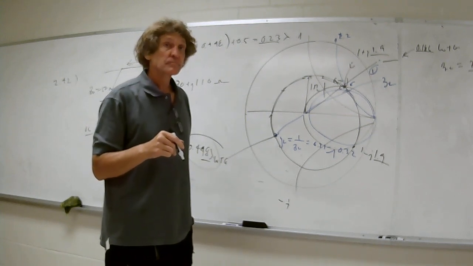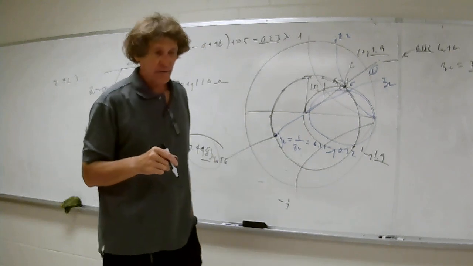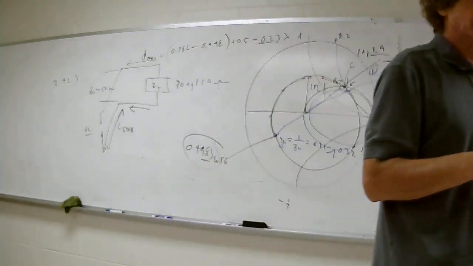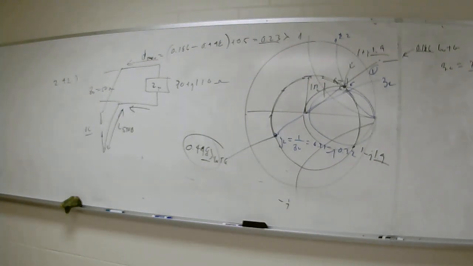Wow. The final's worth 40%? Huh? Final's worth 40%? I don't know. What does the syllabus say? 35 to 40. I'm not sure. I think it's 35. I'm just checking. You're right. I'm just thinking about what I want to get.